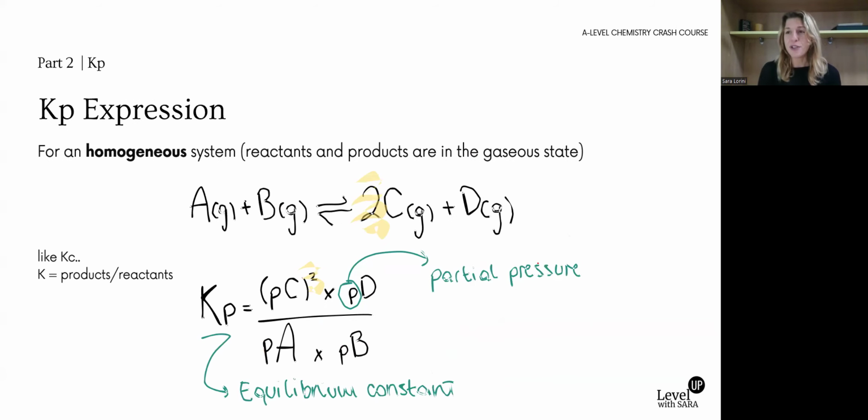So the expression: we're looking at a homogeneous system. This is when reactants and products are in the same state, but specifically it's a gaseous system. So this is the reaction, remember, a reversible reaction, and it's not the concentration, but it's the products over the reactants. This time we use these brackets to include the partial pressure of that specific substance. And then again, it's to the power of the stoichiometric coefficient. And remember, any K, big K, is the equilibrium constant.